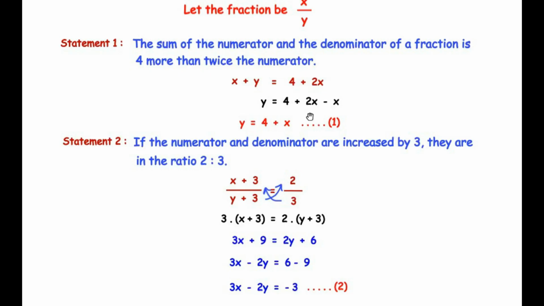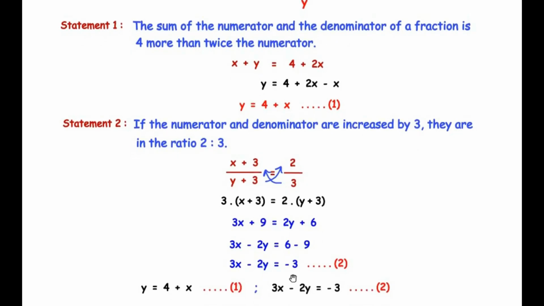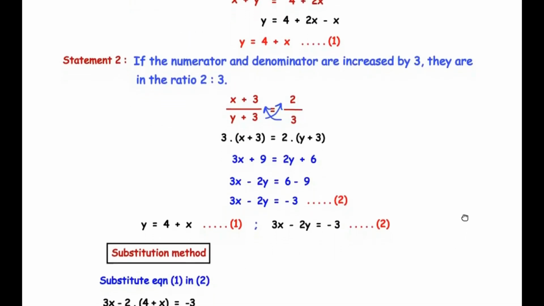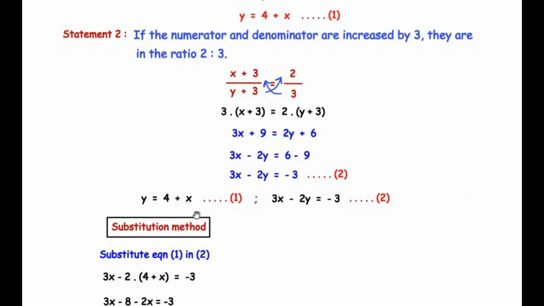So here we have equation 1 and equation 2. So let us try to find out the values of x and y by using the substitution method here. So here we have rewritten the two equations. That is, this is the first equation, y is equal to 4 plus x, and this is the second equation, which is 3x minus 2y equal to negative 3. Now using the substitution method, you can also use the elimination method over here. I've just used the substitution method.